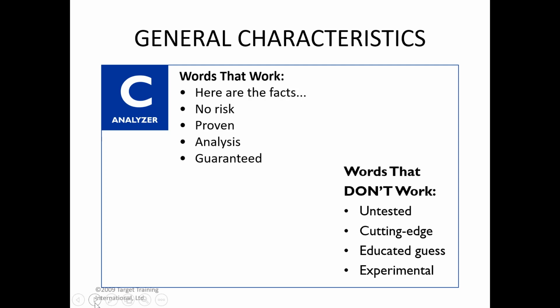Words that work for a C are: here are the facts, proven, analysis, guaranteed. Words that don't work are: untested, cutting edge, educated guess, or experimental.